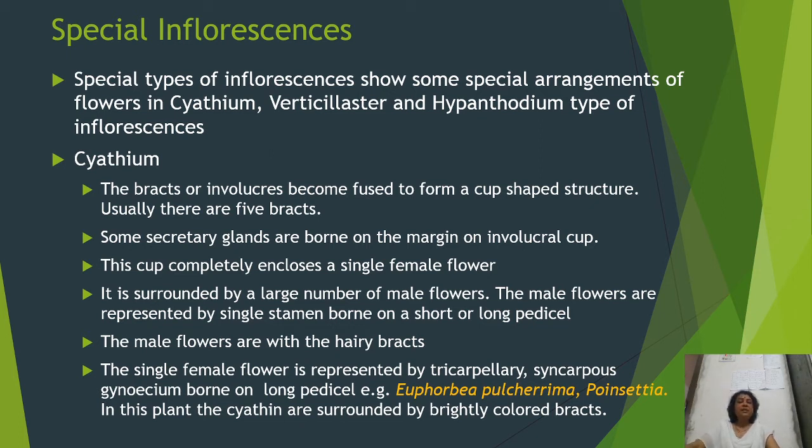The male flowers are represented by a single stamen borne on a short or long pedicel. The male flowers are with the hairy bracts. The single female flower is represented by a tricarpellary syncarpous gynoecium borne on a long pedicel. For example, Euphorbia pulcherrima, poinsettia. In this plant, the cyathium is surrounded by brightly colored bracts.